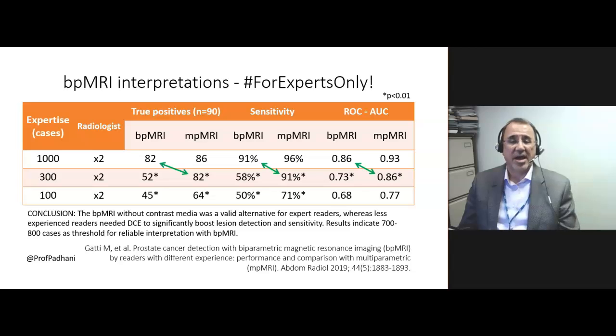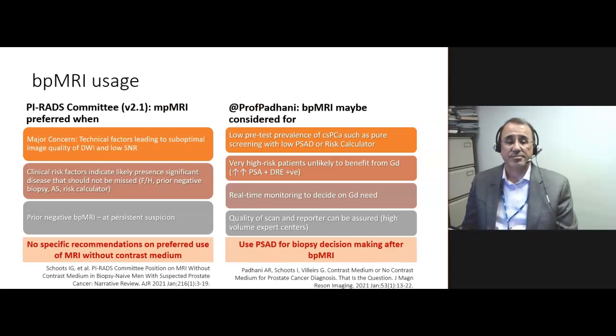So this is how much experience you would need to get a fixed sensitivity depending on whether you're using biparametric or multiparametric MRI. So let's say you were trying to achieve a sensitivity of 90%. If you used a biparametric approach, you would have to have an expertise of 1,000 cases. With a multiparametric approach, you would only need an expertise of 300 cases. So really, biparametric MRI should be used by experts only. And here's the data that shows that.